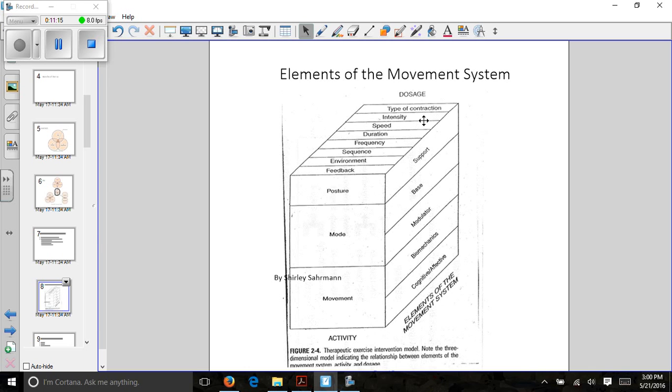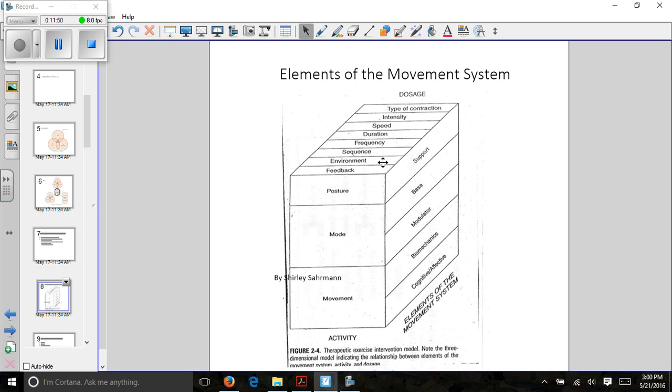Then we have, how are we prescribing exercise? So what's the dosage? What kind of contraction do we want the person to do? Eccentric, concentric, isometric, isokinetic, isotonic. What intensity do we want them to do the exercise at? Uphill, 6 miles per hour, all those different things. Speed, duration, 30 minutes, 3 sets of 10. How long do we want them to be able to do it for? Frequency, how many times a day? How many times a week? Sequence, in what order do we want them to do these exercises?